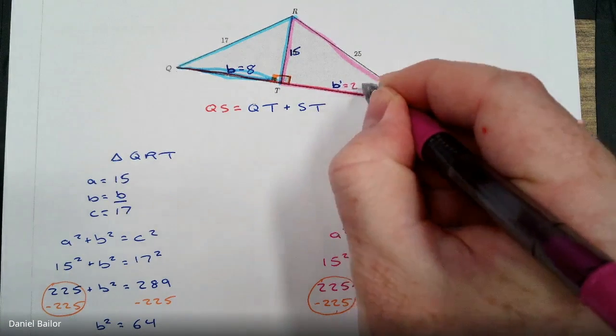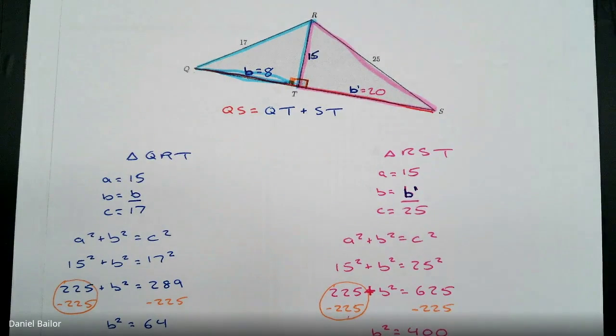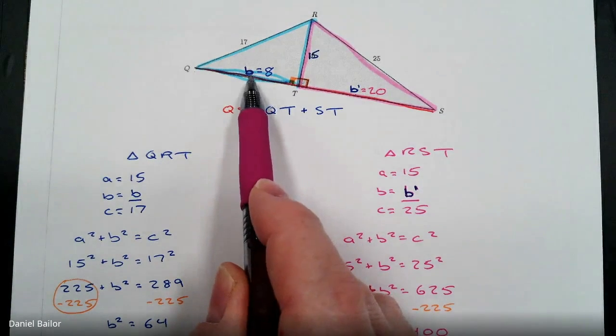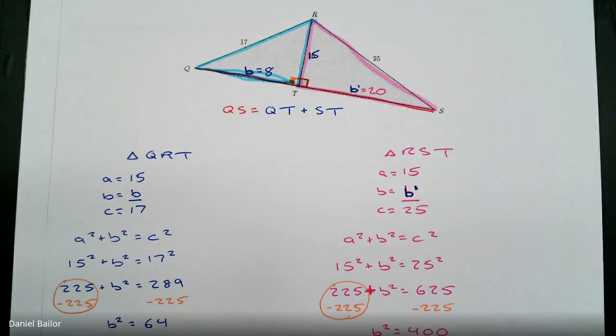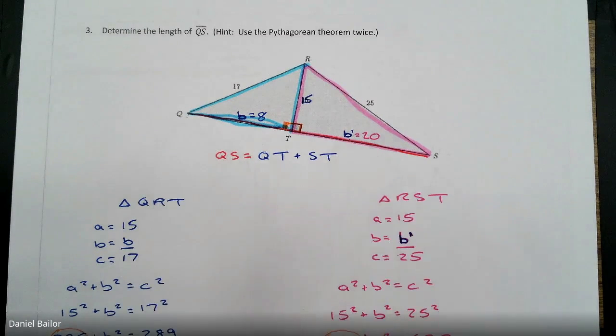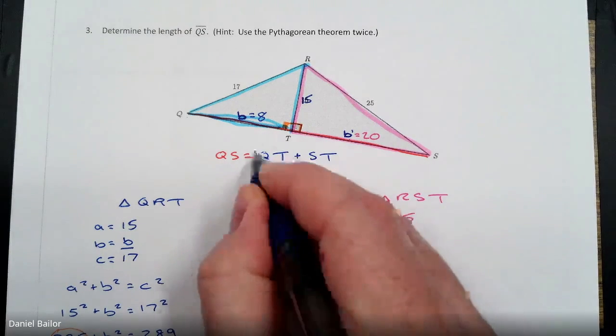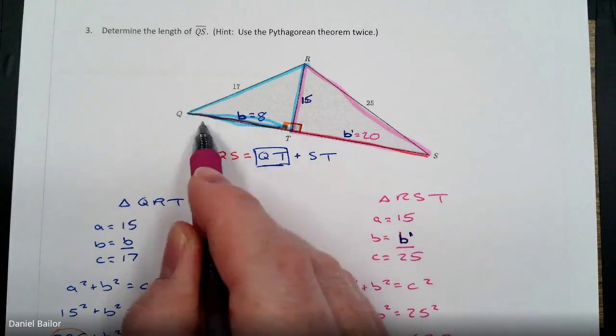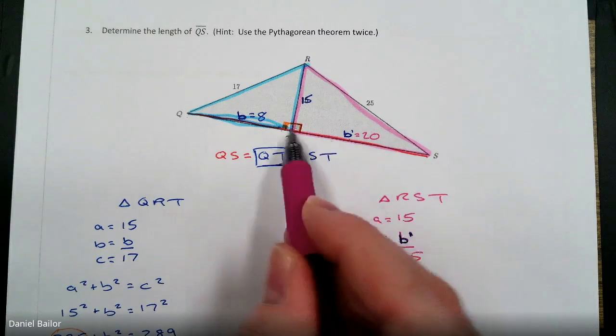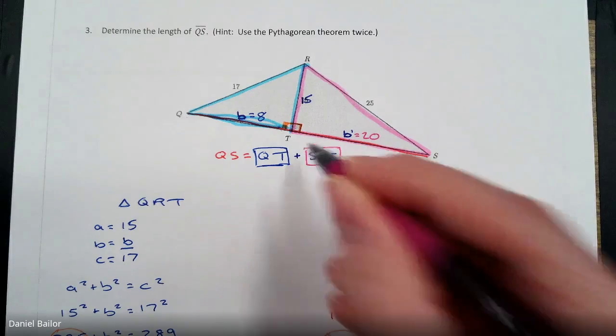So let me label it up there. So now we know leg B for blue and leg B for pink, but that's not what the question was. The question was asking us QS. But we know QT was the piece of the blue triangle. And ST was the leg B of the pink triangle.